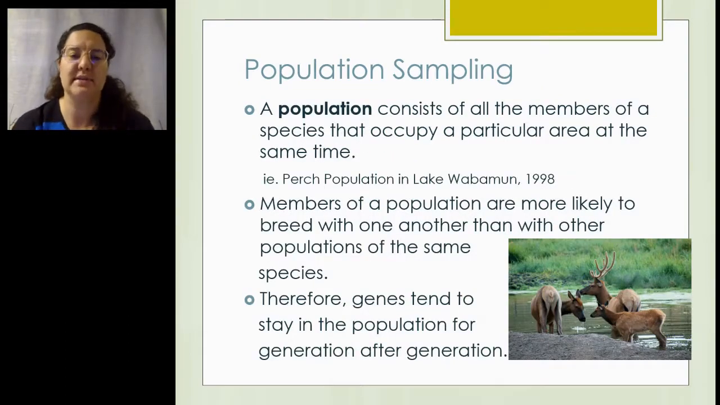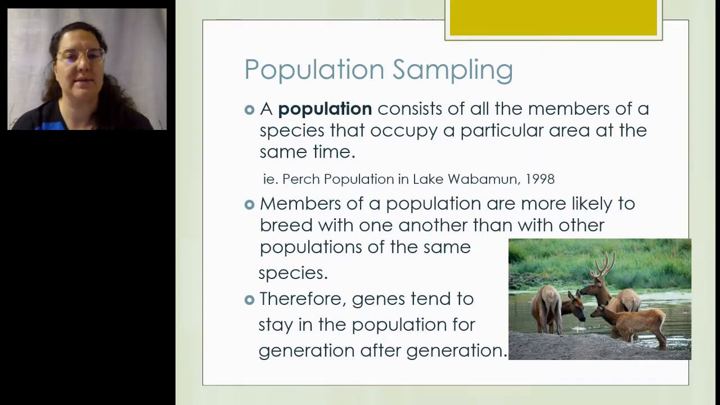So a population consists of all the members of a species that occupy a particular area at the same time. Like the perch population in Wabamun Lake in 1998, the number of elk in Elk Island National Park in 2015, the number of bears in Wood Buffalo National Park in 2017, the number of people in Edmonton in 1970. So that's the population. Members of a population are more likely to breed with one another than with other populations of the same species because they occupy the same location.